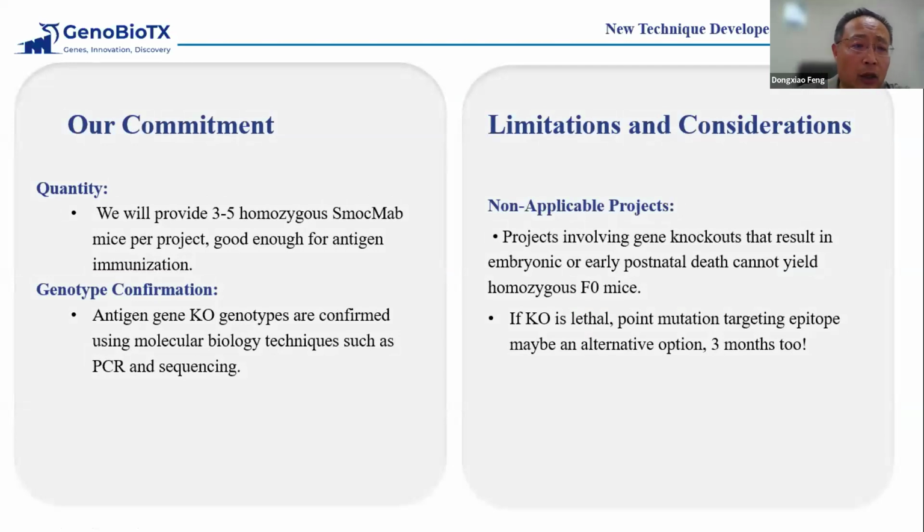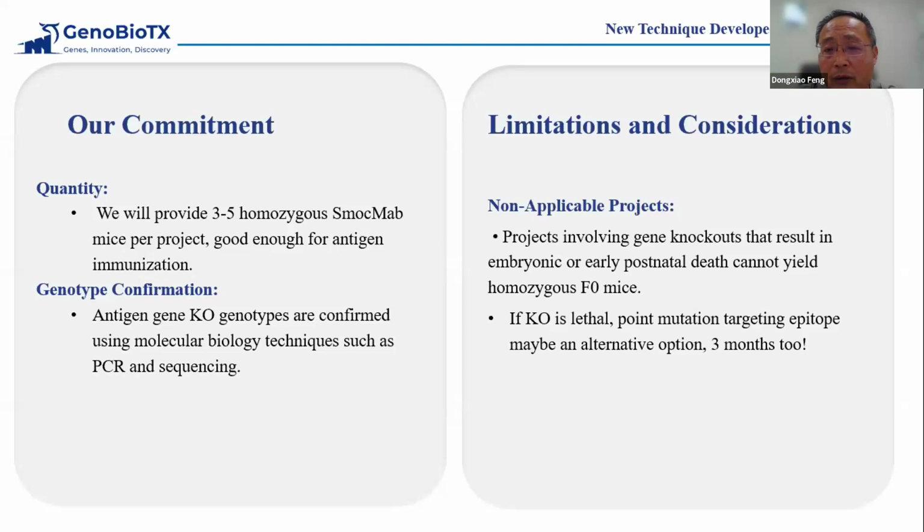So for this technology, we can provide at least 3 to 5 homozygous SMOC-map mice per project. I think this number is good enough for antigen immunization, since normally for monoclonal antibody development, people use 3 to 5 mice at the beginning. And we can guarantee the antigen gene is fully knocked out, by PCR and sequence analysis data. However, this technology has its limitation.